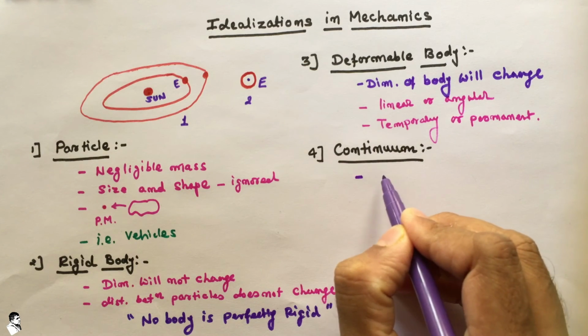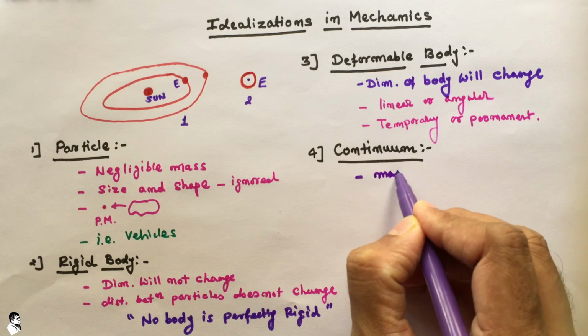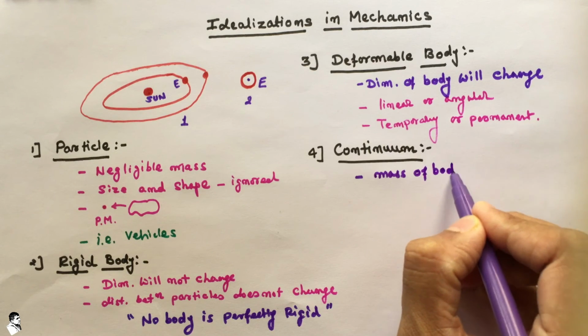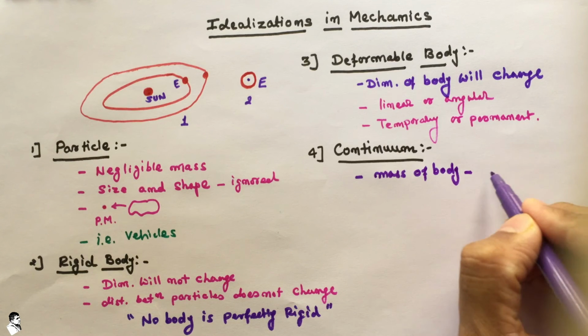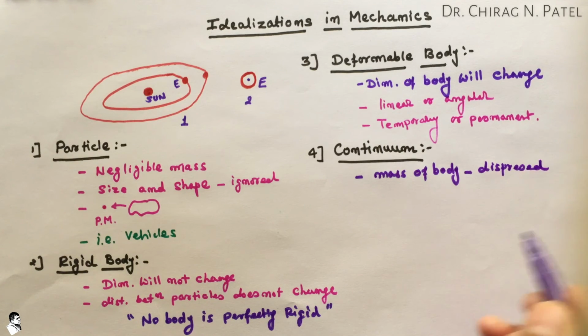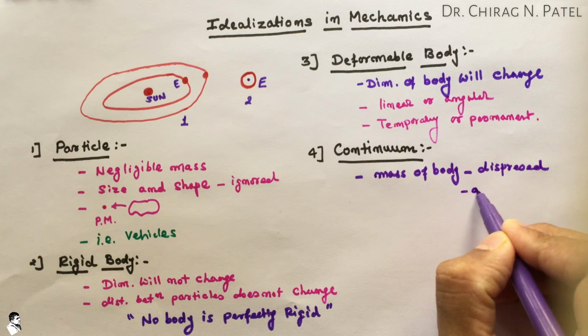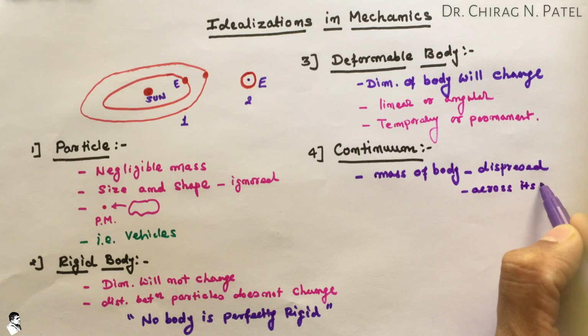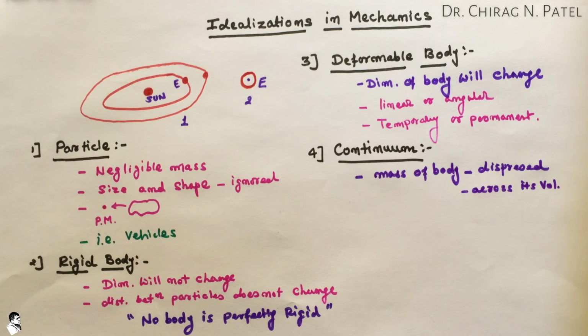So we can say the mass of a body that is dispersed across its volume in a proper way, or evenly, or homogeneously, is generally known as the continuum.